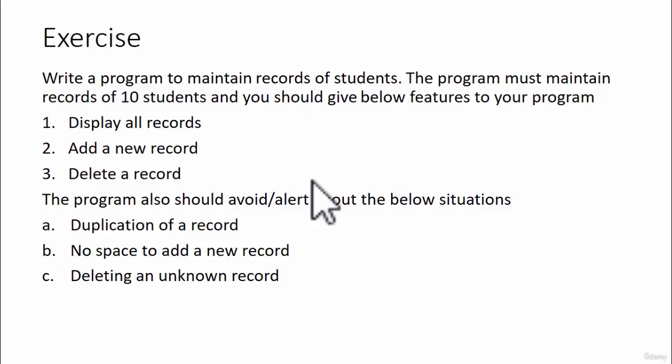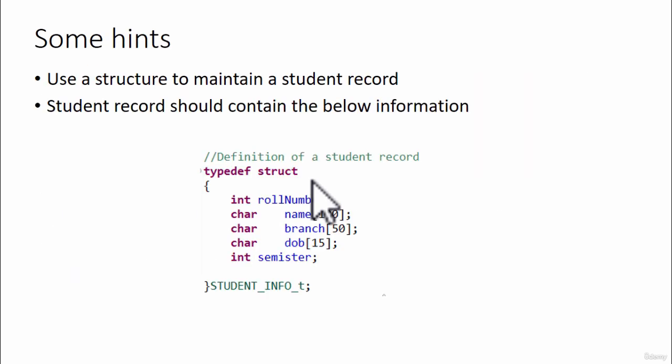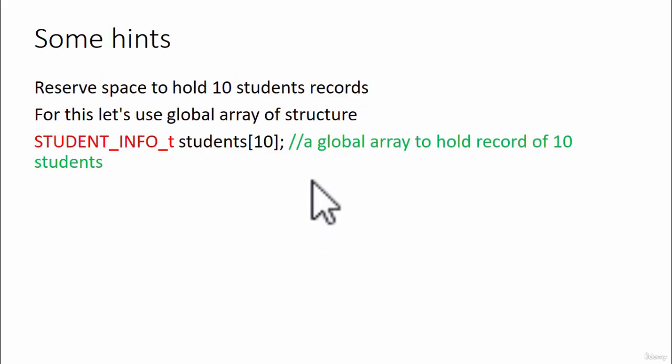It's a very simple application, so you should be able to do it. But let me give you some hints. For this application, you should be using a structure, typedef structure, if you want to maintain a student record. A student record should contain the below information like a roll number as an integer, some char arrays for name, branch, and date of birth, and some integer to store the semester information or whatever information. You are free to add more information. So reserve space to hold 10 students' records.